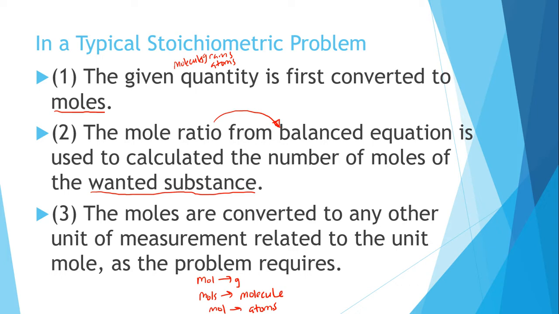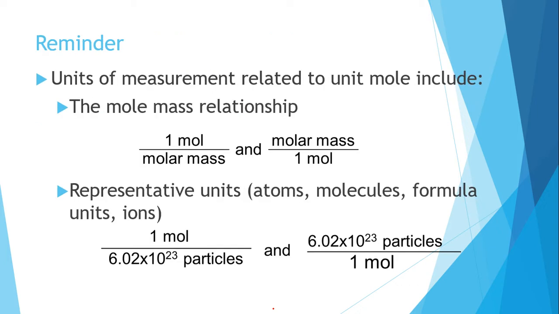Now we say any unit related to the mole. So remember, there are two that we've learned. There's our mole mass relationship, which is where you have 1 mole over molar mass. Or we have Avogadro's number, which is any of our representative units. That includes atoms, molecules, formula units, and ions. That's 1 mole over 6.02 times 10 to the 23rd, whatever particles you have.